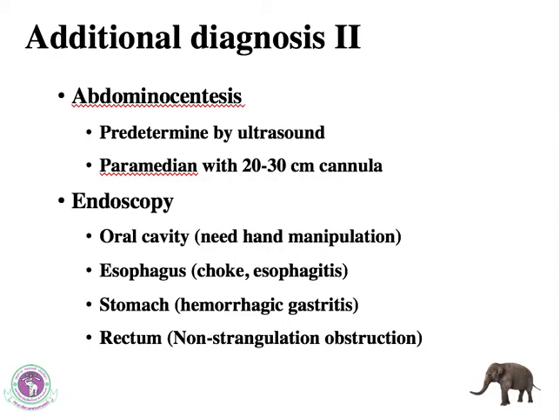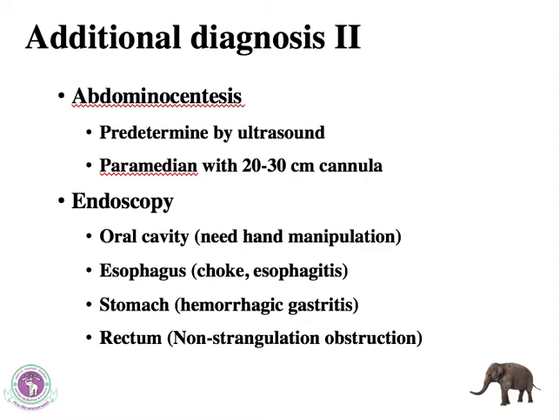So the abdominocentesis, Dr. Ratapan asked me to talk about this. It should be predetermined by ultrasound: you use ultrasound and you see the fluid, then you can do it. In equine, we do midline, but in elephant, I think you should do paramedian with a 20 to 30 centimeter cannula.